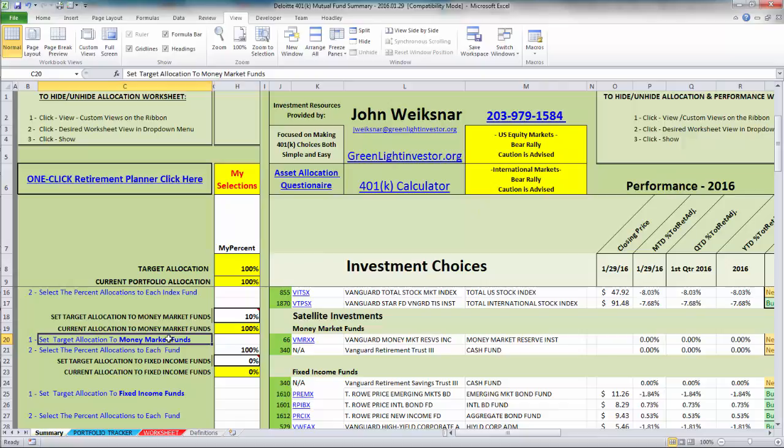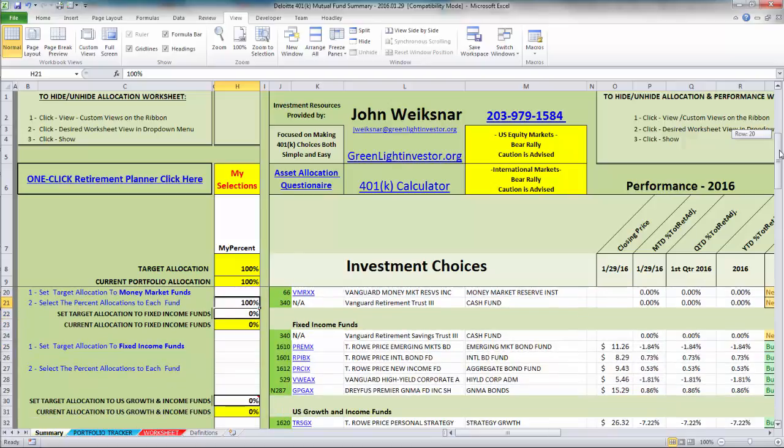Because of the weakness, we've moved 100% of our capital, in this example, to the money market. So that means we are looking for some strength so we can see which are the strongest funds to go into. But while we're seeing this negative trend and the weakness in the market, we'll sit on the sidelines in the money market.